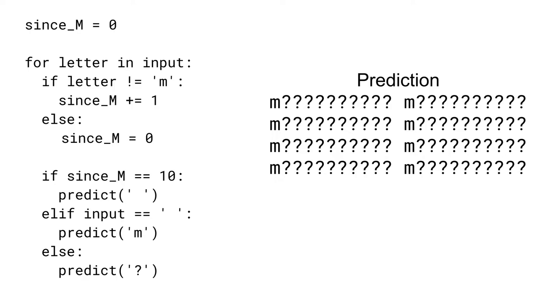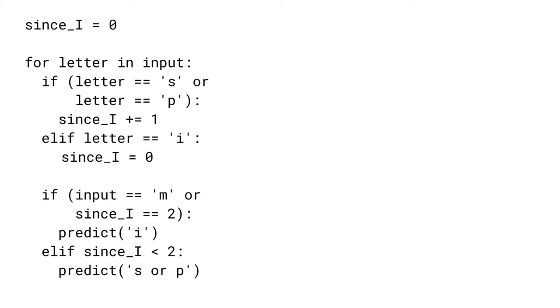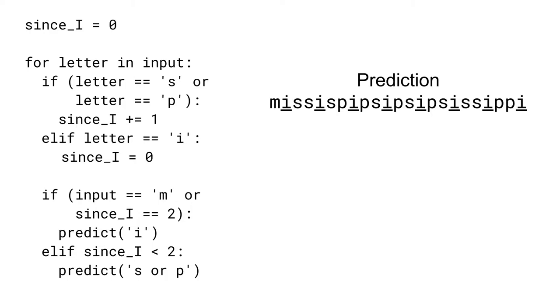If we can have one of our hidden neurons remember how many letters it has been since we've seen an M, we would at least have the right structure. Similarly, we can have a variable track how long it's been since we've seen an I. This allows our prediction to print out an I, then 2 letters, another I, 2 letters, an I, 2 letters, and so on. I hear you talking to your screen now.